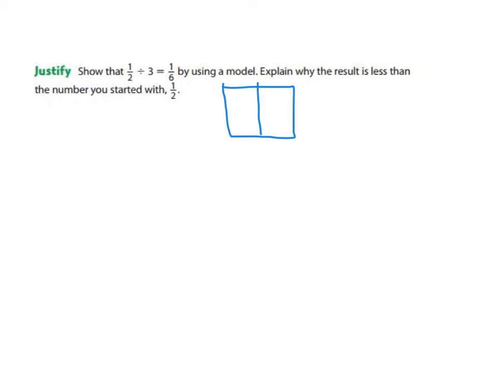There's half. Divided by 3 means I need to divide into 3 parts. 1, 2, 3. So now each of these parts, there are 6 total parts. Each of these parts that you see equals 1/6, not 1/2.